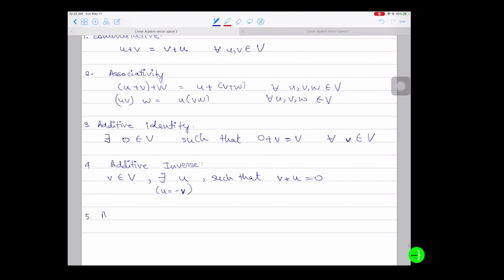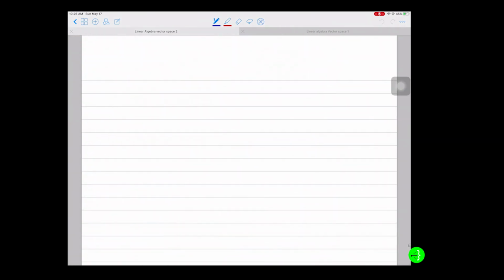And then we also have the multiplicative identity, and then the multiplicative inverse as well. So multiplicative identity, we know that 1 times any v is equal to v for any v belonging to the vector space. We also have the distributive property.